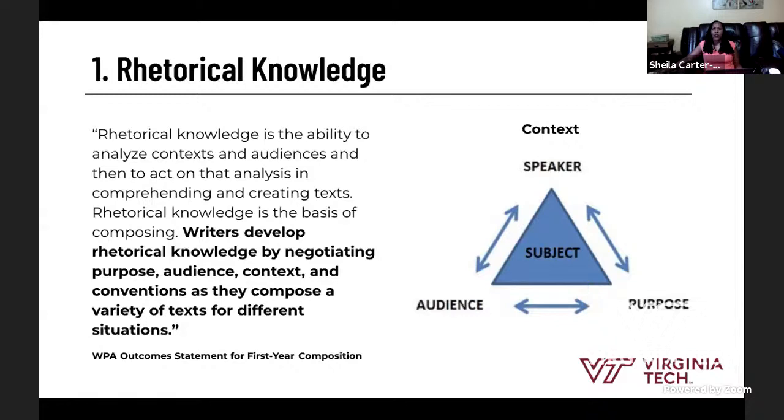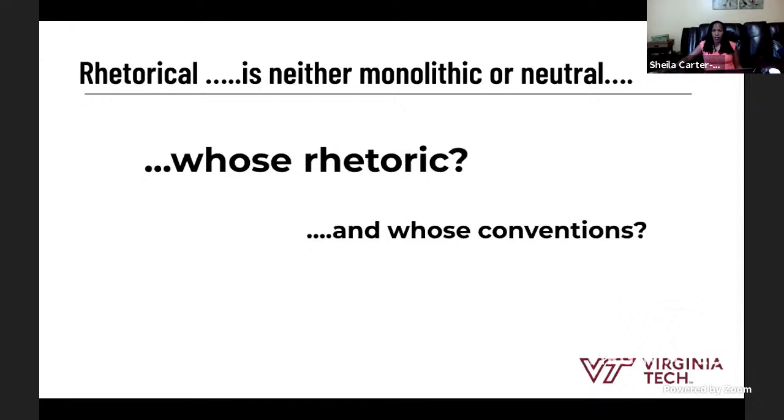Writers develop rhetorical knowledge by negotiating purpose, audience, context, and conventions as they compose a variety of texts for different situations. While I agree that foregrounding rhetorical knowledge is indeed an effective approach to writing instruction, I do not agree with the default to a single, seemingly neutral concept of rhetoric for that knowledge. In fact, in the absence of any designation of the range of rhetorics on which a course could focus, we must ask: whose rhetoric?